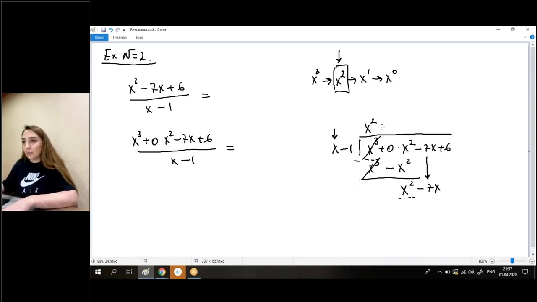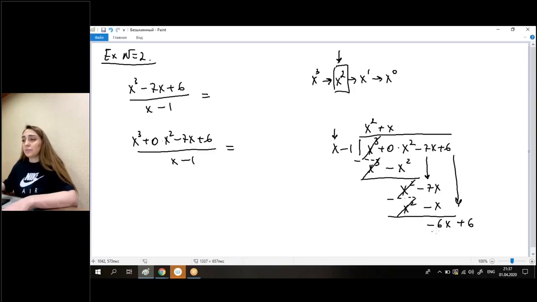By x. I will write it plus x. x times x will be x squared. x times negative 1 will be negative x. x squared and x squared are cancelling out. Negative 7x minus negative x will be negative 6x. Now I put down each subsequent term one by one, plus 6.